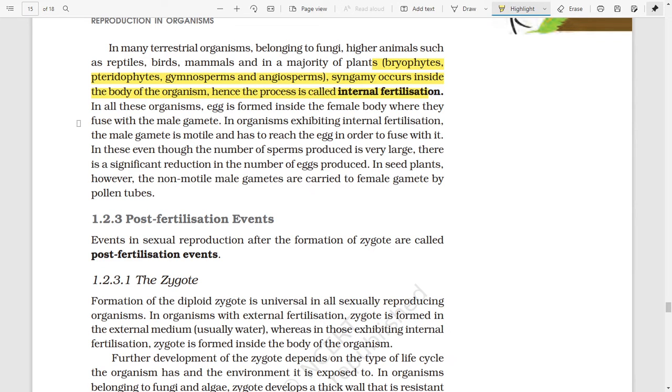In organisms exhibiting internal fertilization, the male gamete is motile and has to reach the egg in order to fuse with it. In this event, though the number of sperms produced is very large, there is a significant reduction in the number of eggs produced. In seed plants, the non-motile male gametes are carried to the female gamete by the pollen tube.